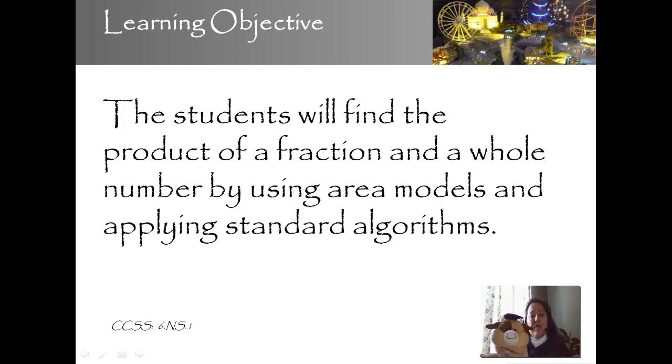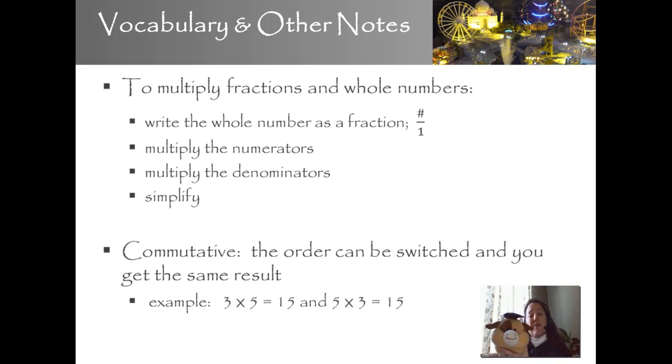Today's learning objective: students will find the product of a fraction and a whole number by using area models and applying standard algorithms. If you remember from a previous unit, a standard algorithm is simply a standard process. To multiply fractions and whole numbers, we will write the whole number as a fraction, and to do that, we'll put the whole number over 1. Then we'll multiply the numerator straight across, multiply the denominator straight across, and simplify.